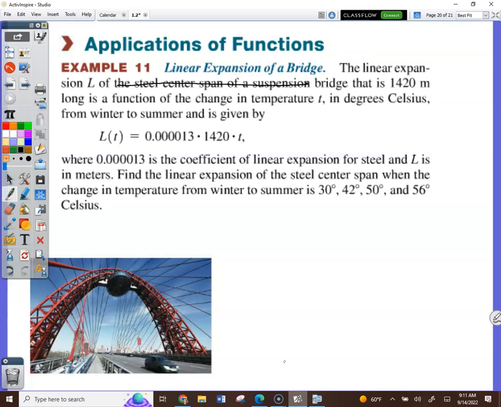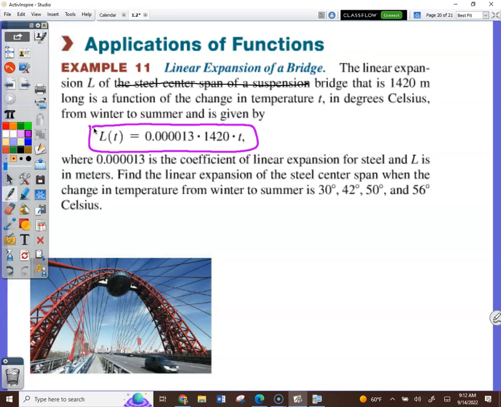14, 20 foot long. Okay, so function of change in temperature. They're letting you know T stands for temperature in degrees Celsius from winter to summer. Here's the big thing about word problems. When they give you a function for something to do with the word problem, all you have to know is, that's the function, what's it asking me to do? It's either asking you to plug something in, or it's asking you to look at the graph and find a specific value. Find the linear expansion of the steel center span when the temperature goes from 30 degrees, 42, 50, 56, of course it's saying Celsius. That doesn't even matter. This is saying, plug it in.